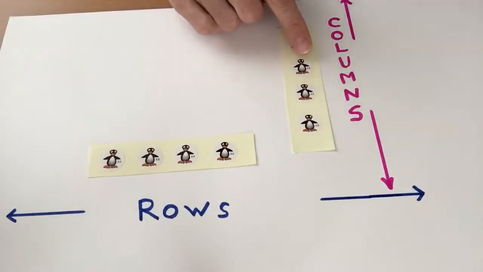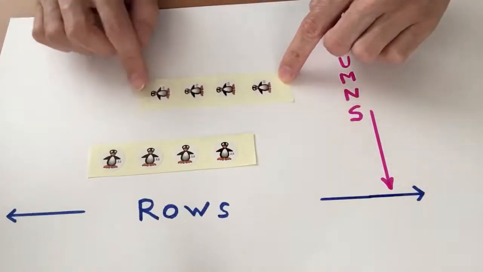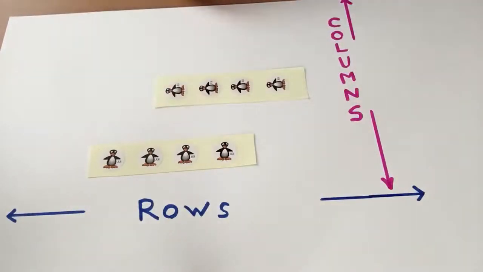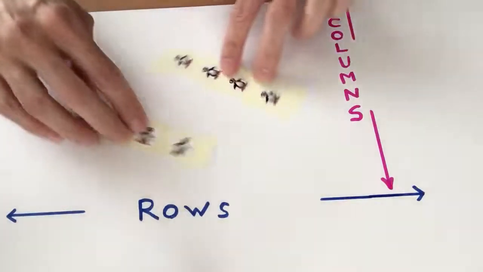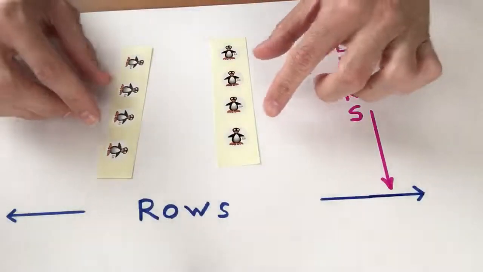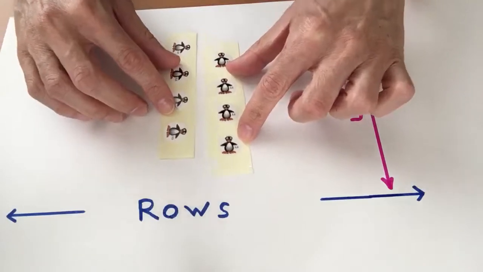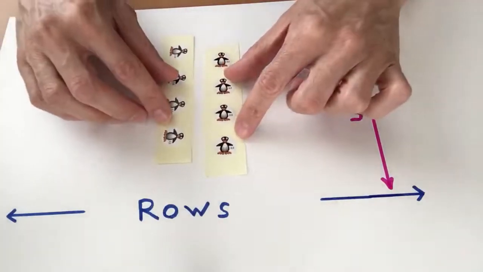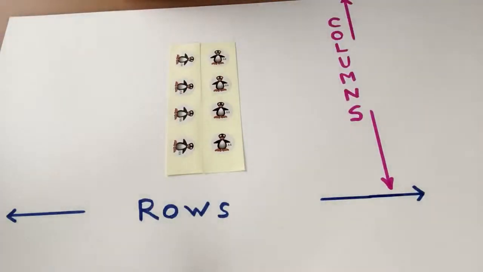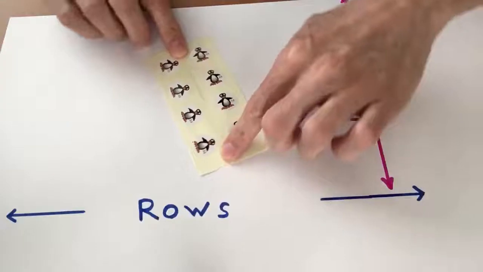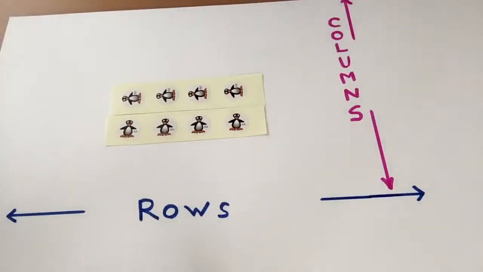I can do the same thing to this column of 4 stickers. If I turn it around, it is not a column anymore. Now it is a row. So I can do something with these 2 rows or with these 2 columns, and that is I can make an array. Not like this, not like this. The alignment of the rows and columns must be perfect, like this, or maybe like this. Either way, it is the same array.